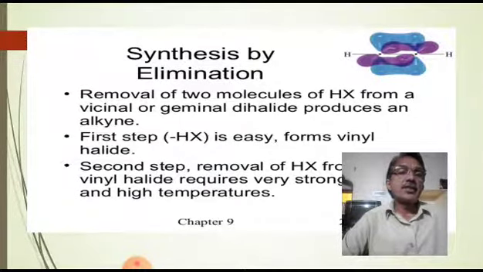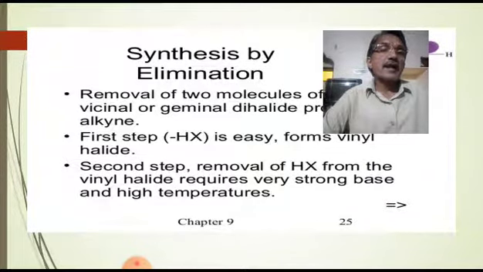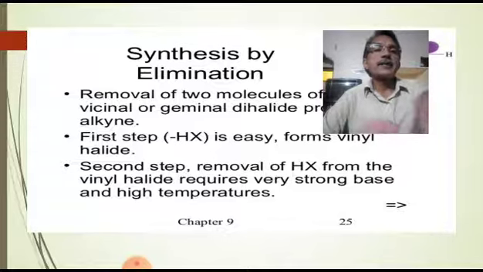Synthesis by elimination. Removal of two molecules of HX from a vicinal or geminal dihalide produces an alkyne. Preparation of alkyne. The first step, minus HX, is easy. Elimination of hydrogen halide forms a vinyl halide. In the second step, removal of hydrogen halide from the vinyl halide requires a very strong base and high temperatures.